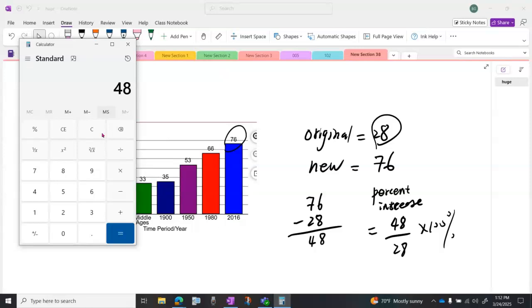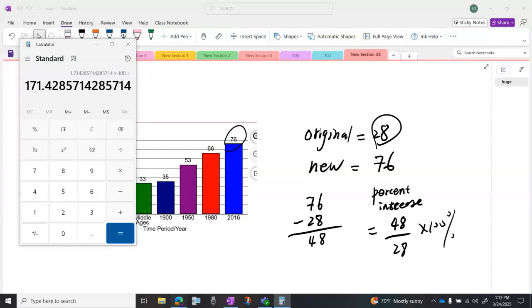Compare that with the original. So divide that by original. On your scratch paper, you have original is 28. Divide by 28. And you multiply by 100. And then you attach the percent sign. The percent sign is already there. You don't have to worry about that. You need to enter the value in front of the percent sign.